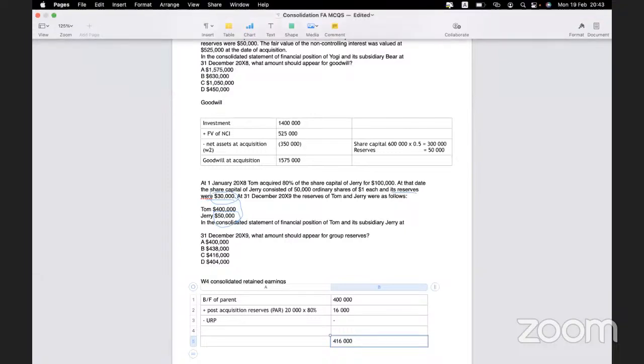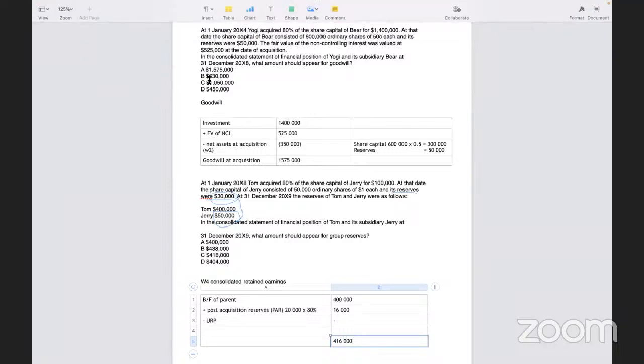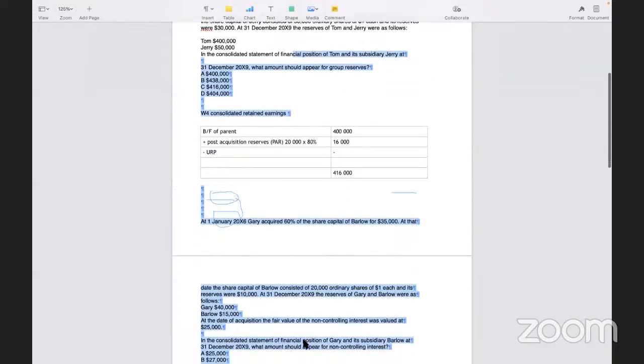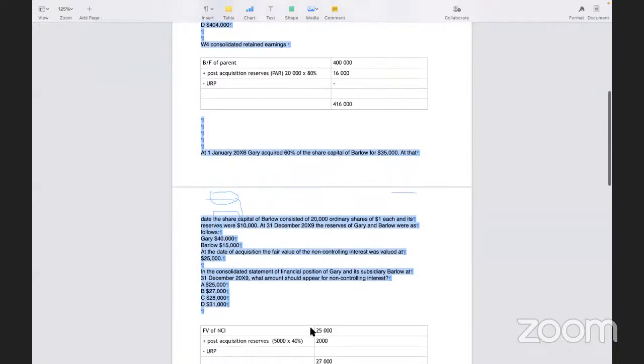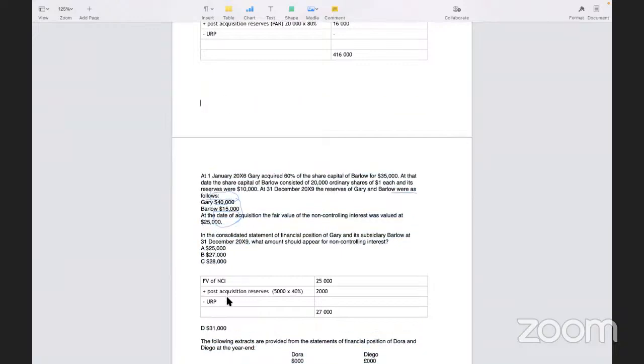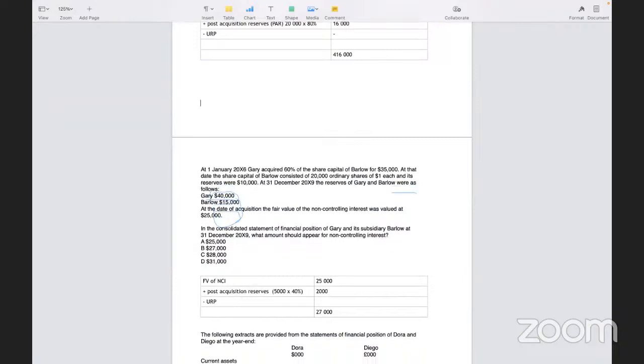Okay, right. So then that part is also done. Let's go down and see, is there any other calculation that we need to do? Okay, so same kind of question.